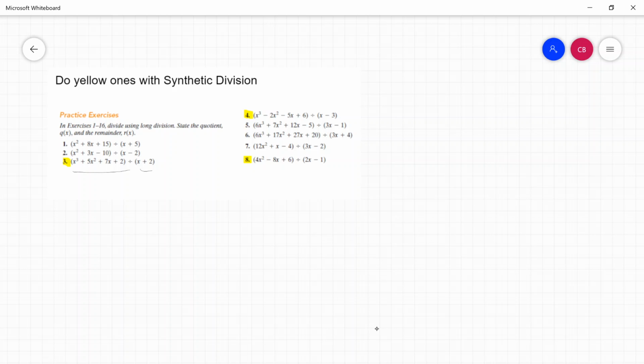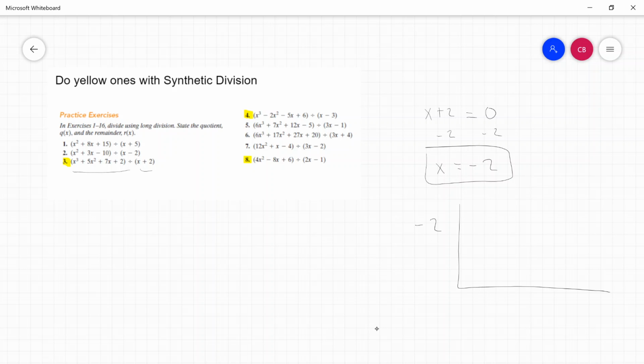So the first thing we need to do, we're gonna take the x plus two, set it equal to 0, and we're gonna solve it. So we get x is negative 2. This is gonna go on the outside. Okay, so we put negative 2. We draw our synthetic division L. We're going to do all of our math here.